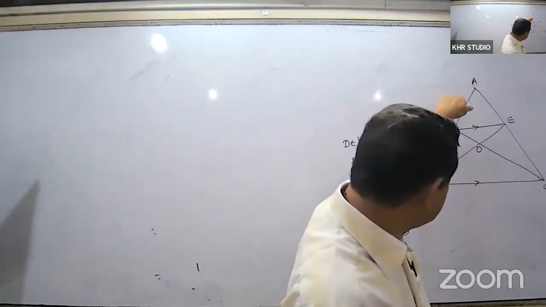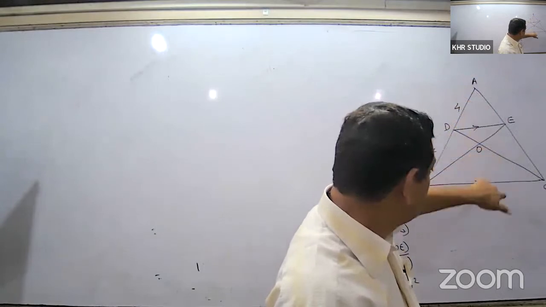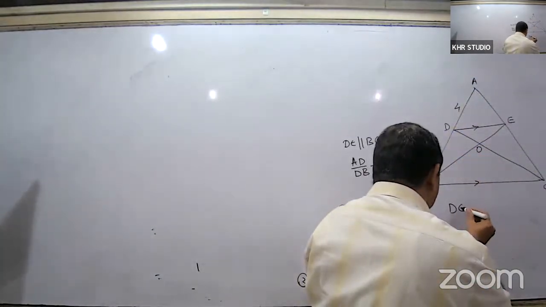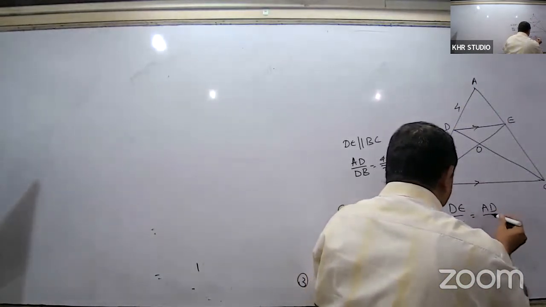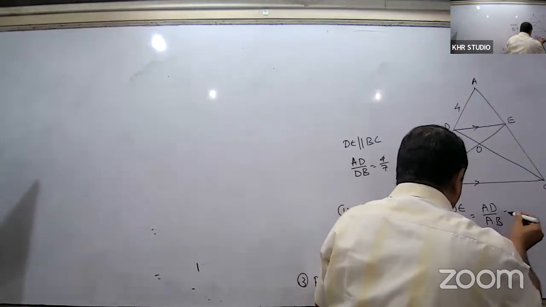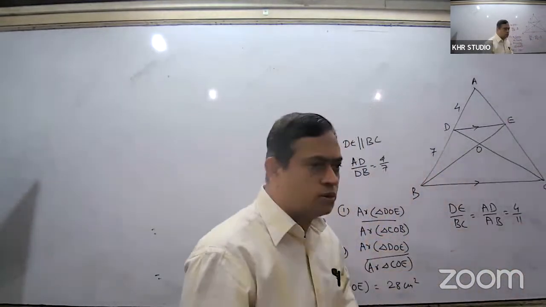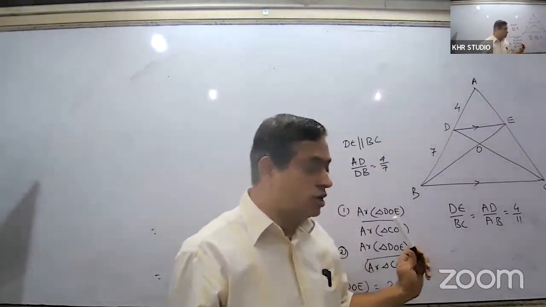Therefore, since triangles ADE and ABC are similar, DE by BC is also equal to AD upon AB, which is equal to 4 by 11. So you can prove these two triangles are similar. Therefore, the square on the sides is coming to 16 upon 121.